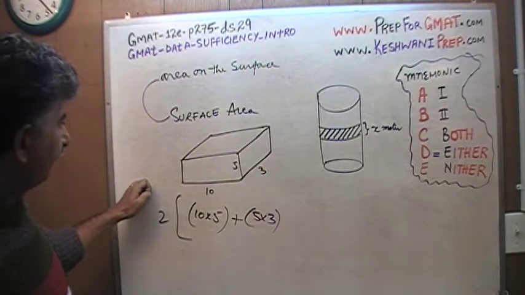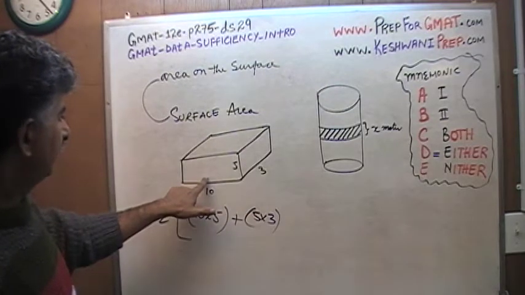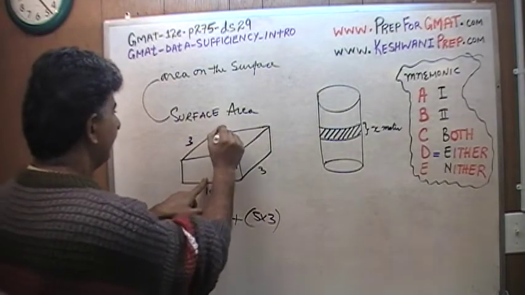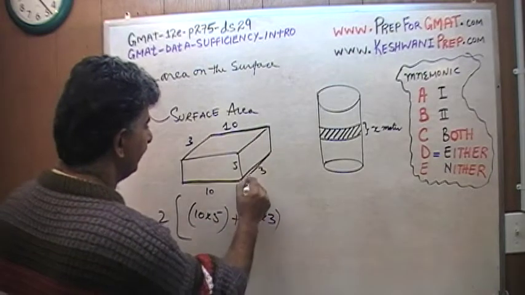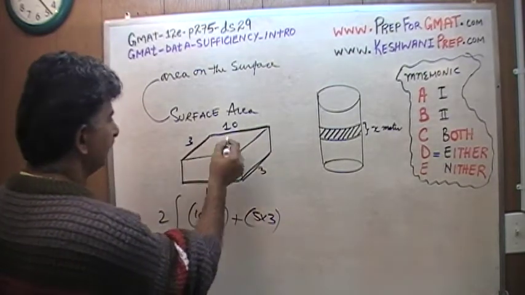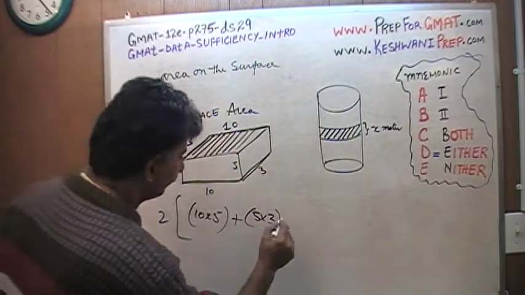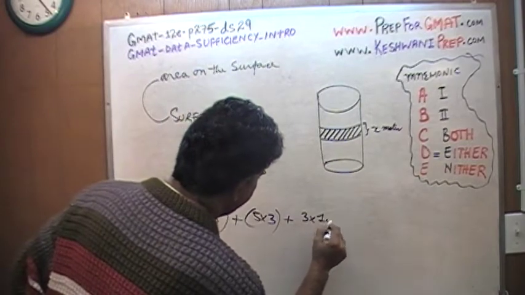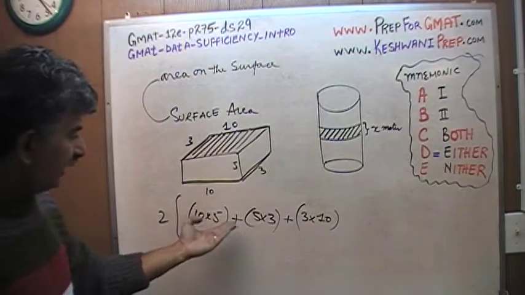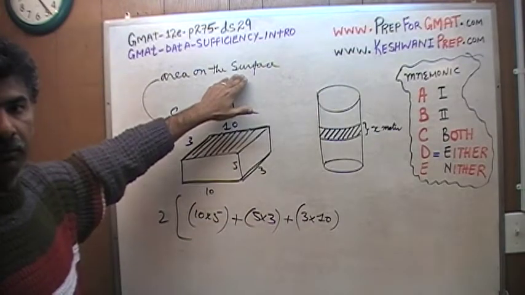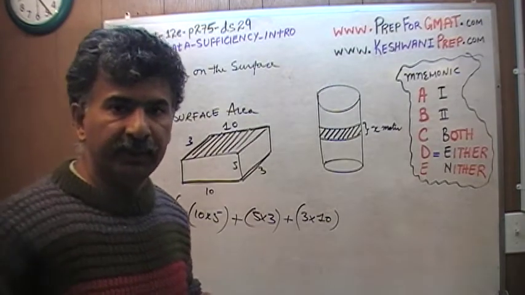And similarly, there should be one more face. Which one did I leave out? We got this face, we got this face, and a 3 by 10. From here to here is 10, and this is 3, so 3 by 10 right here. And again, there are two of them because there is one on the top and one on the bottom. These are the areas on the surface. In other words, if I wanted to paint it with a brush, how much area would I need to paint? That's what the question is.